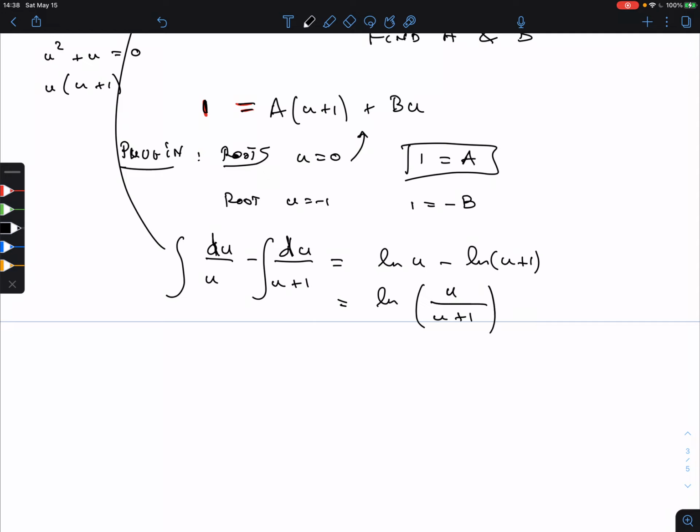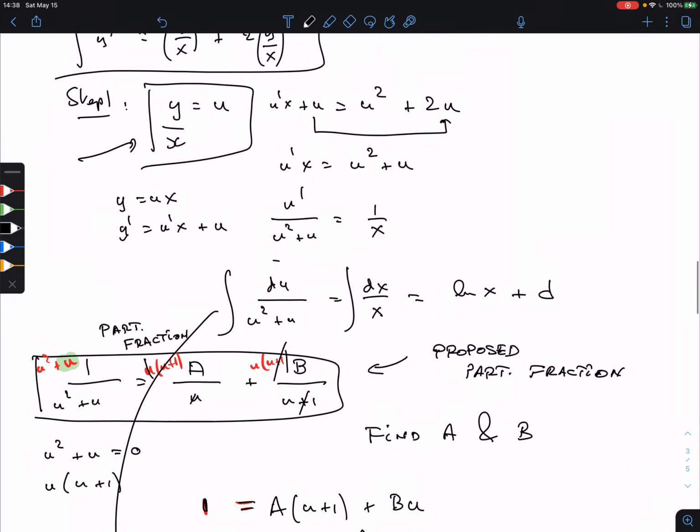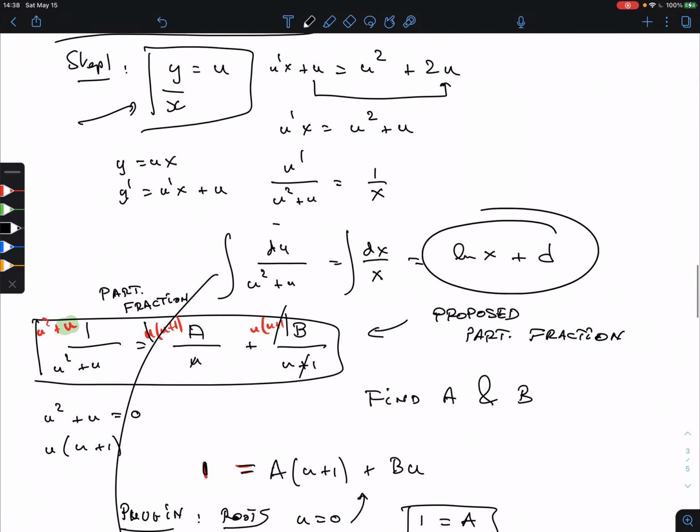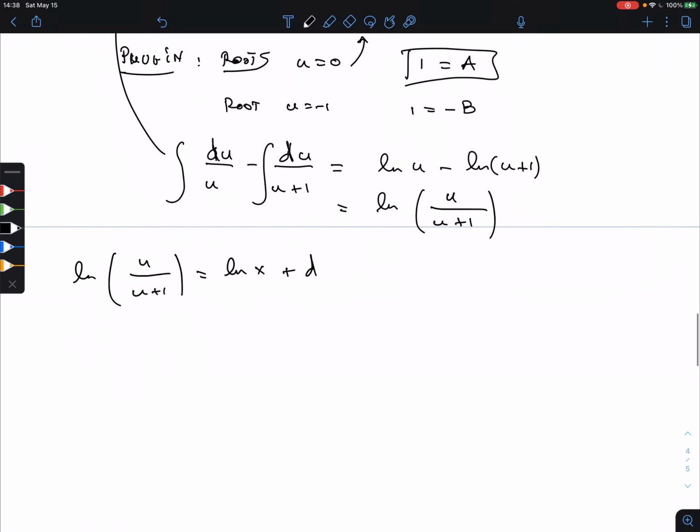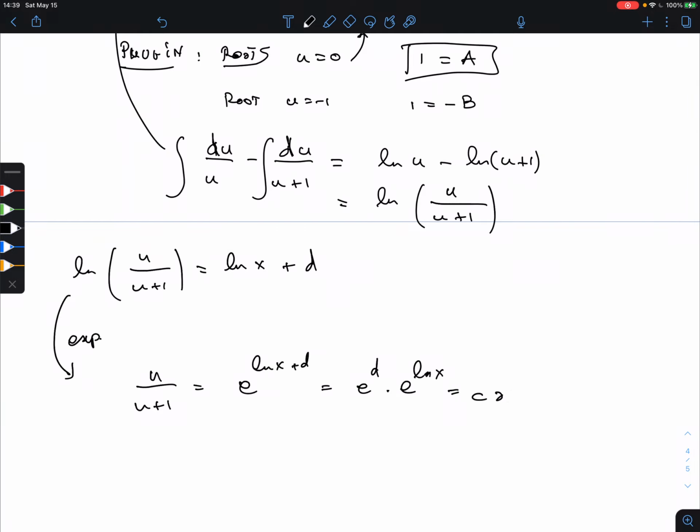Okay, so let's write down what we have now. The ln of u over u plus 1 is the same as, and we had this one here, the ln of x plus d. Okay, we have to solve for u, so we exponentiate. We get u over u plus 1 equals e to the ln x plus d. And this one, again, we do e to the d times e to the ln x. Of course, these two, the e and the ln x cancel, and e to the d I just call a new constant. So I get this. So this is a new constant c here.